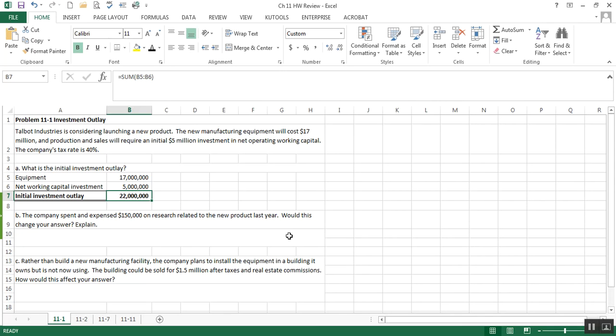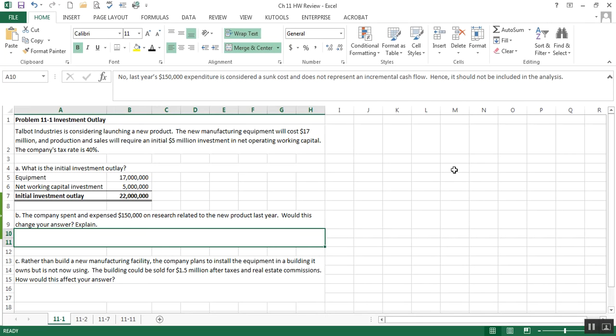The company spent and expensed $150,000 on research related to the new product last year. Would this change your answer and explain? Basically, this is asking us if that $150,000 should be considered an initial investment outlay. Due to the fact that this occurred last year and was not related to the decision of whether or not to launch the product, we would consider this a sunk cost. It does not represent an incremental cash flow, therefore it should not be included in the analysis. We spent that money regardless of whether or not we decided to launch the new product. Therefore, it doesn't factor and is not relevant in the initial cash outflow.